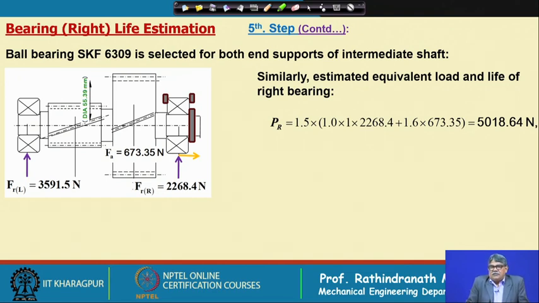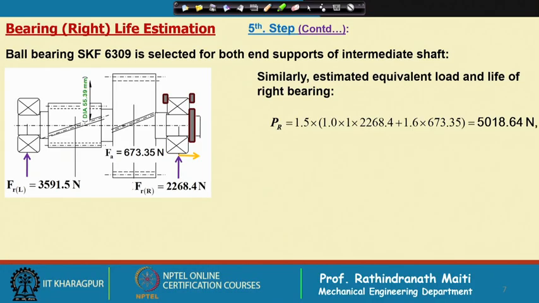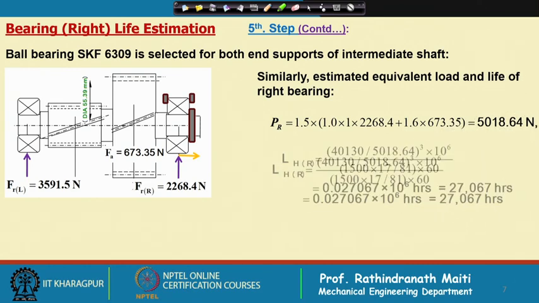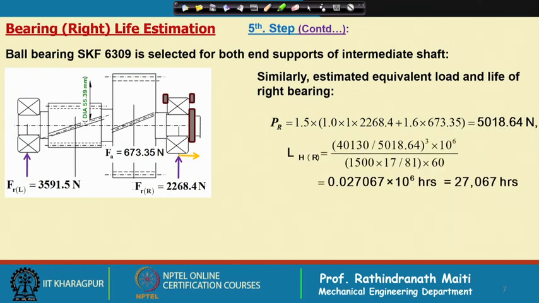1.6 is quite a high value, but in case of deep groove ball bearing, this is on the higher side, whereas you will find in case of taper roller bearing and spherical roller bearing, this Y factor is less. So, we are getting the equivalent load on bearing as 5018.64 Newton, that is for the right hand bearing, and the life is estimated in the same way.